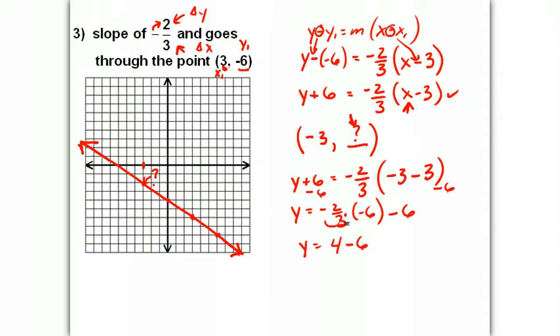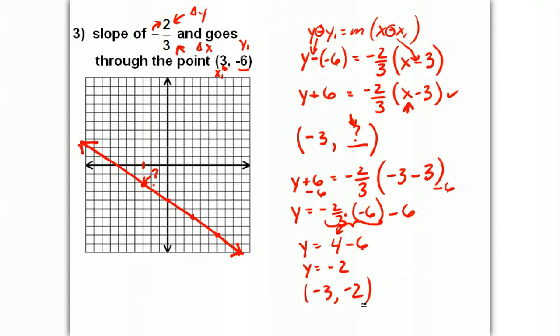Okay, so all of this here gave me 4 minus 6. So y is equal to minus 2. Does that make sense on a graph? Well, sure it does. Look, if I go over minus 3, it looks like a point on my line is going to be minus 2. So my point completed is minus 3 and minus 2.